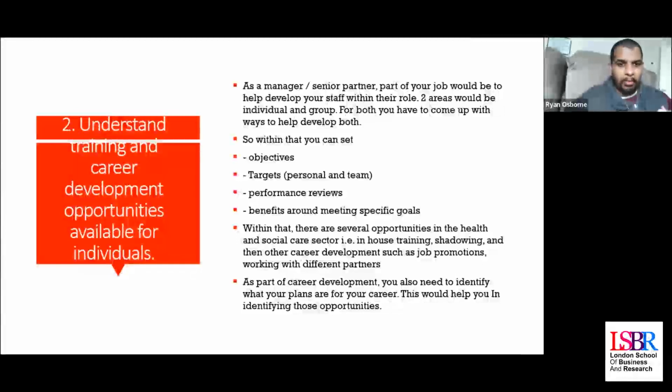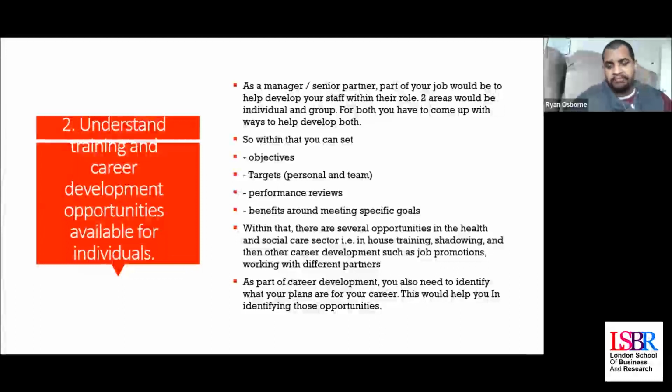So if you're going to help develop the individuals that work within your company, you can get them to shadow different people and in different roles. So before they actually apply for the job, they can see what it would be like, and then they will be able to see what they will have to do as well as part of the role.